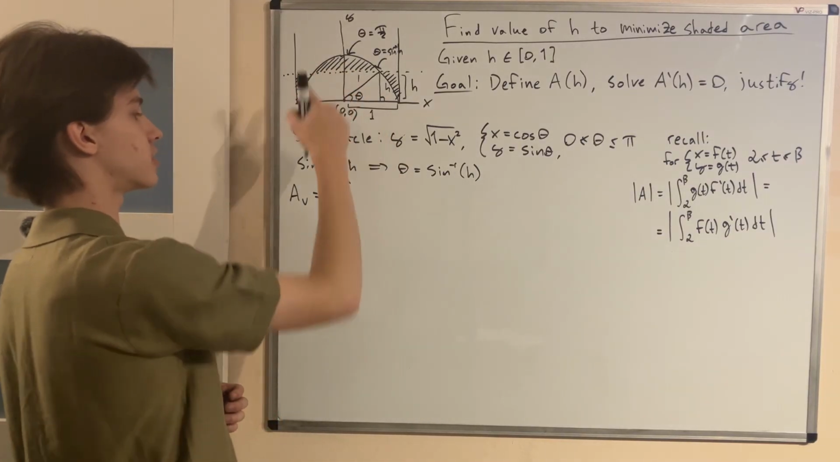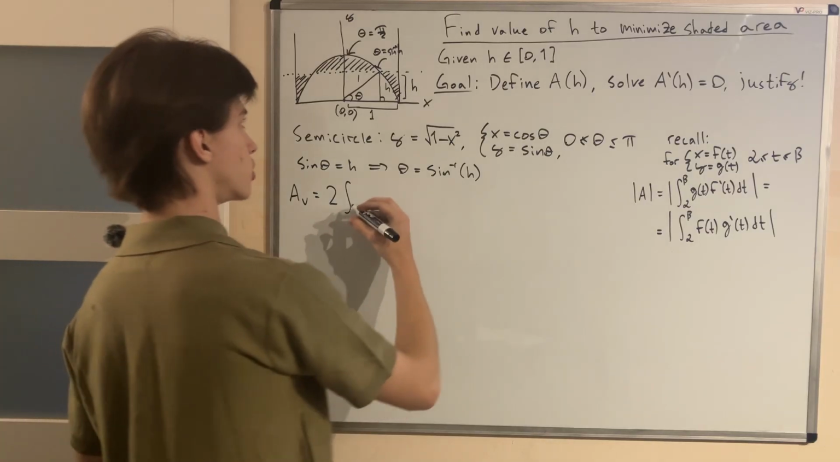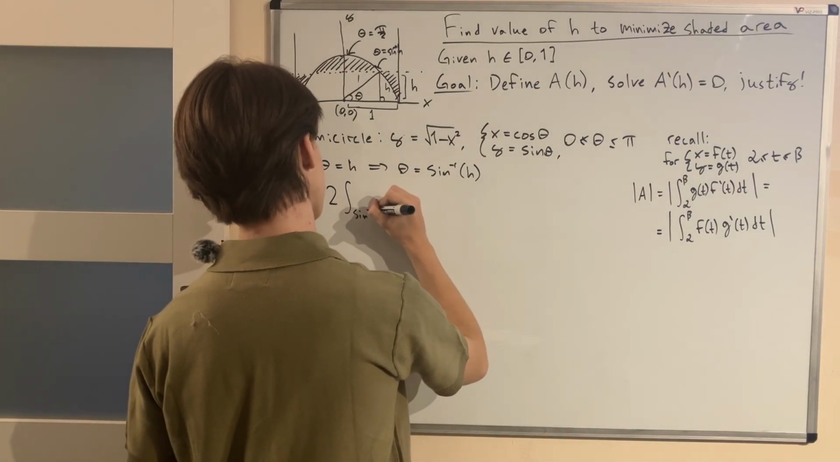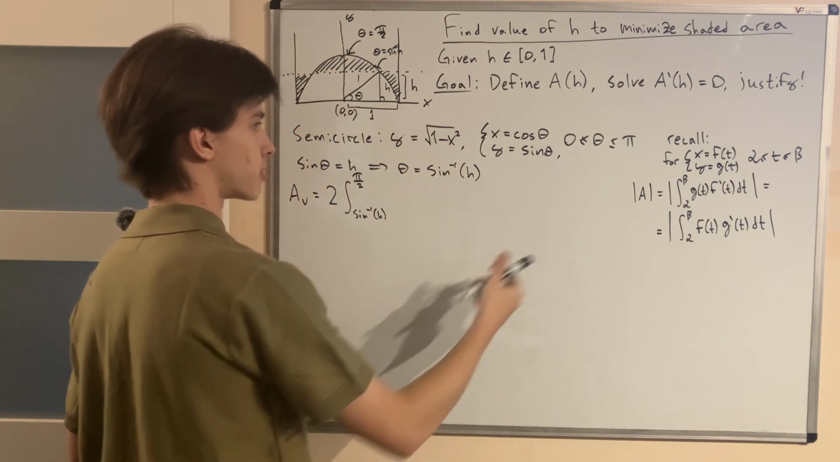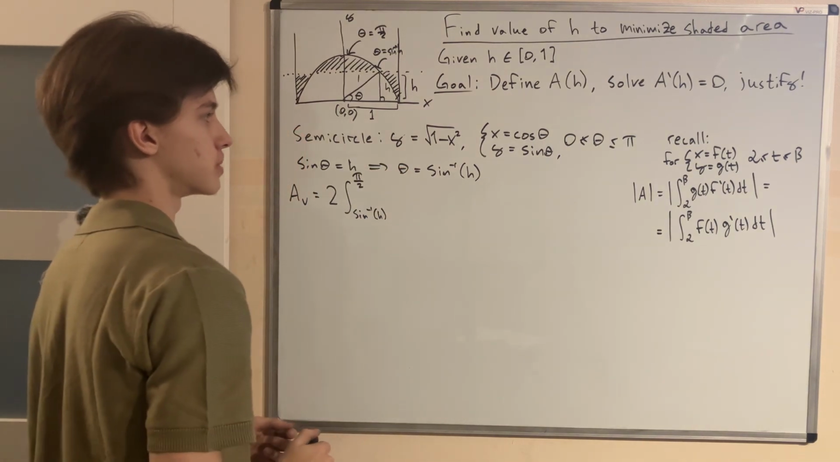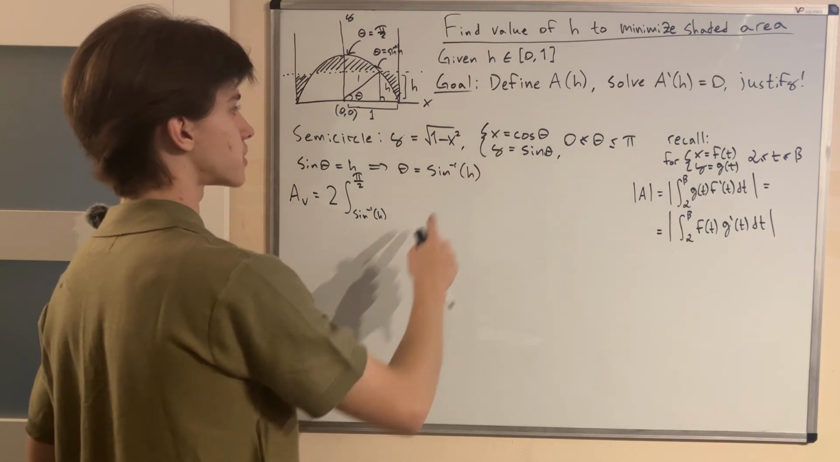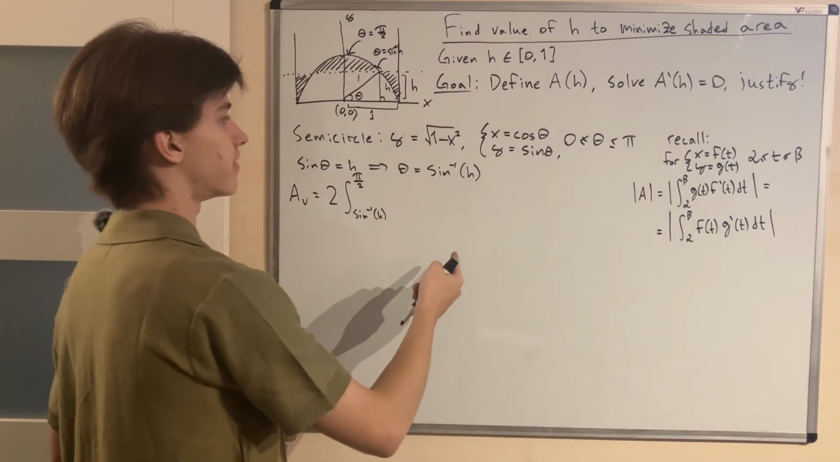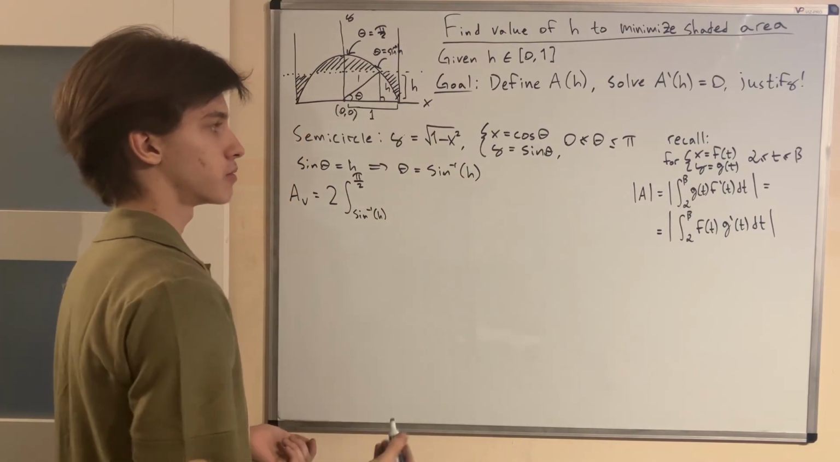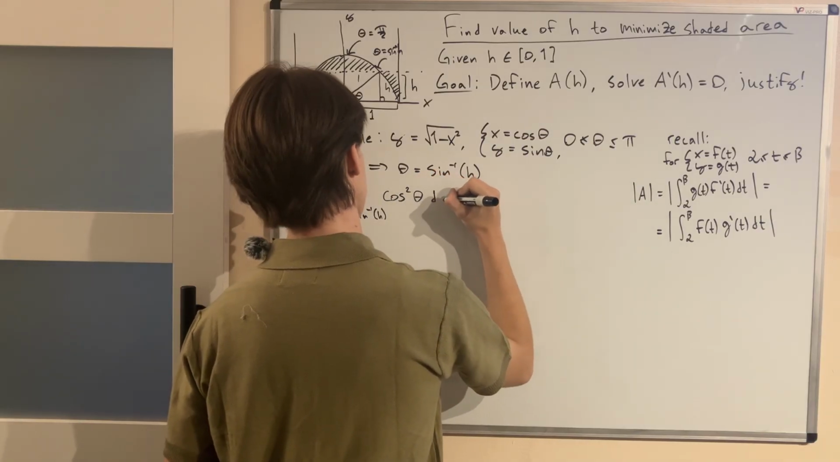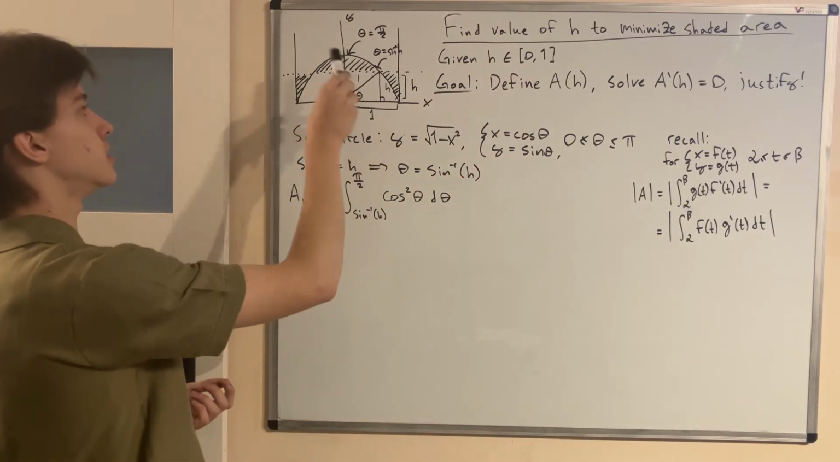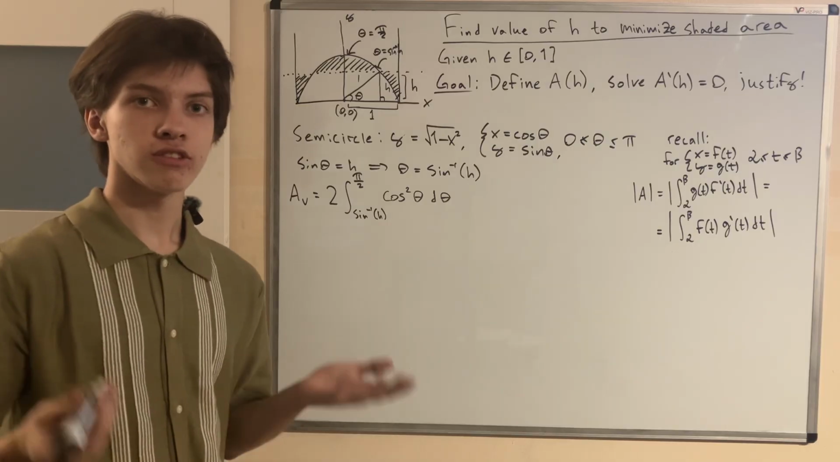Because there's one half and then there's the other half. And this integral is going to be from the inverse sine of h to pi over 2, and then by the parametric integration theorem, we just simply substitute in x, so cosine of theta, and then times the derivative of sine, which is cosine, so cosine squared of theta d theta. And this is going to be our upper area. Now let's do the lower one.